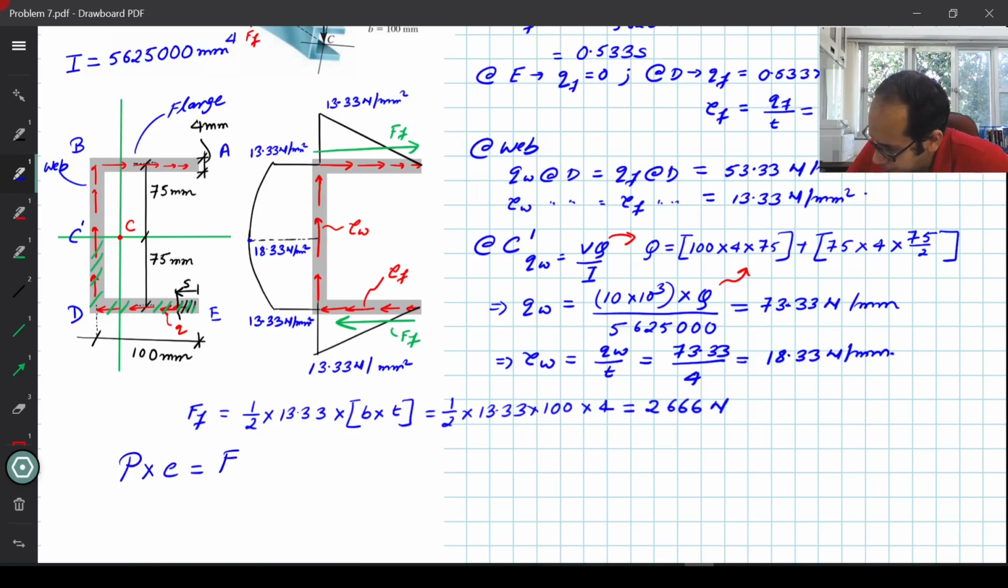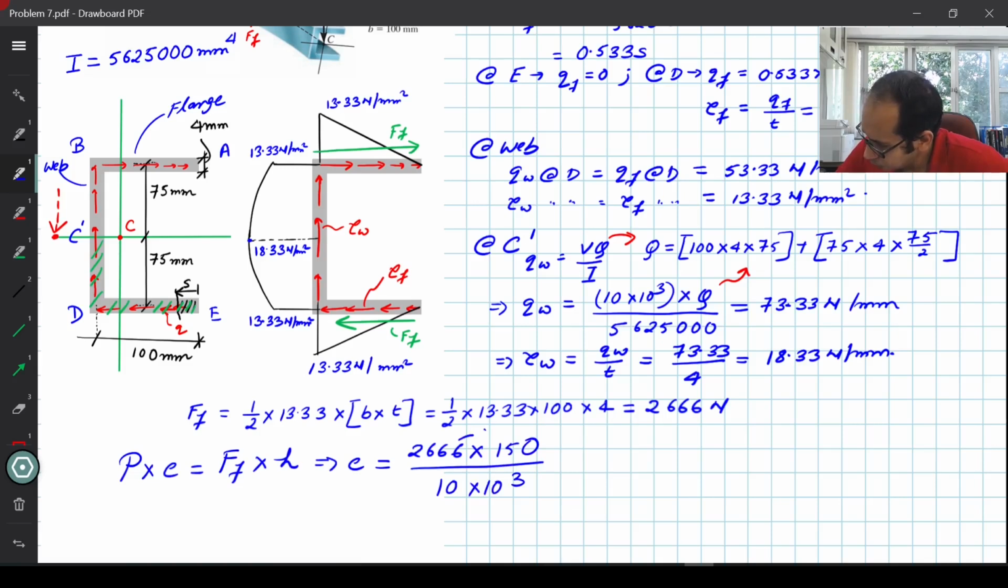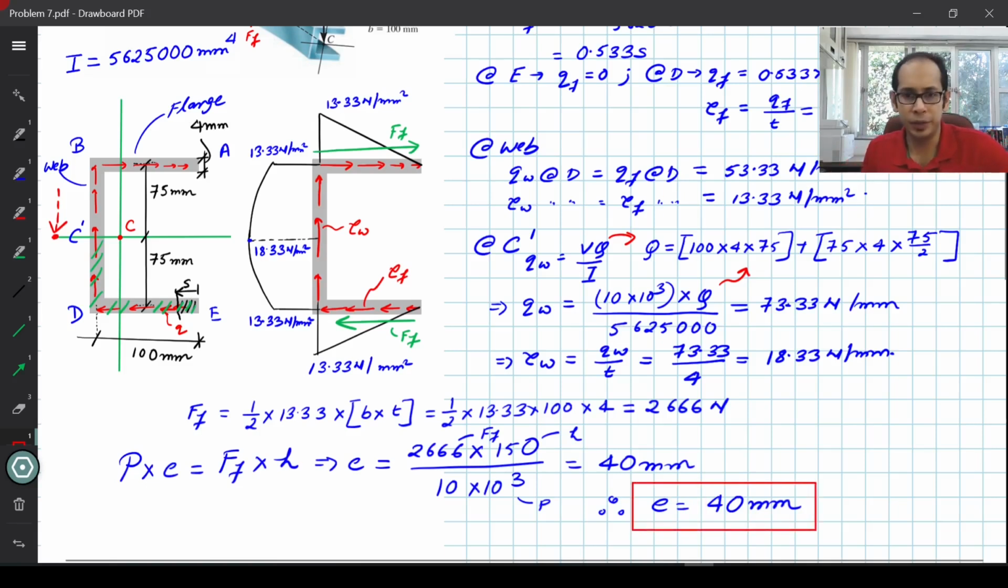Now to calculate the shear center, we have our formula, that is P times E equals F times H. Remember, we are trying to find the E. What is E? Let me mark over here, E is this distance where I am supposed to apply this load P to resist the twisting which is happening over there. So let's go ahead and plug in the numbers and calculate E. The value of E that you get is 40 mm.